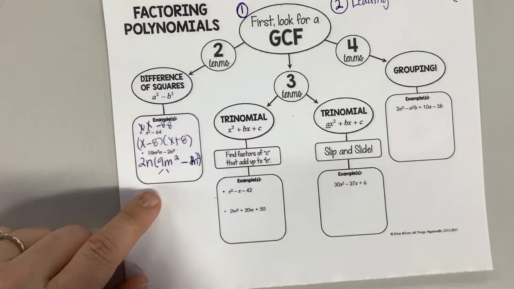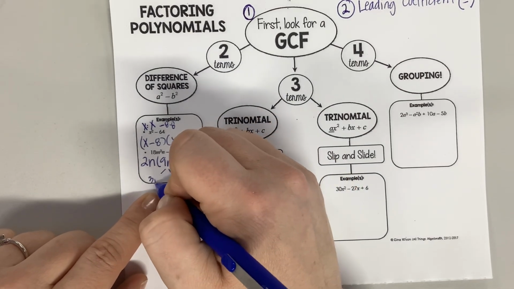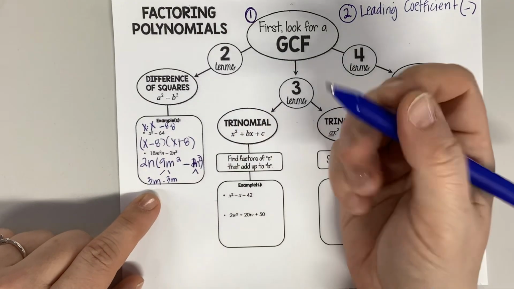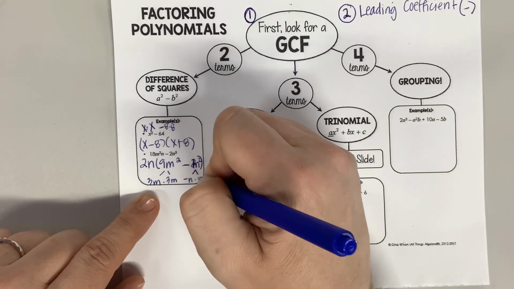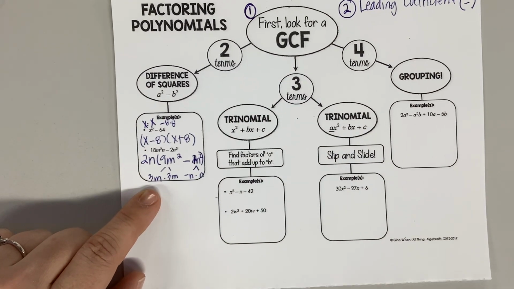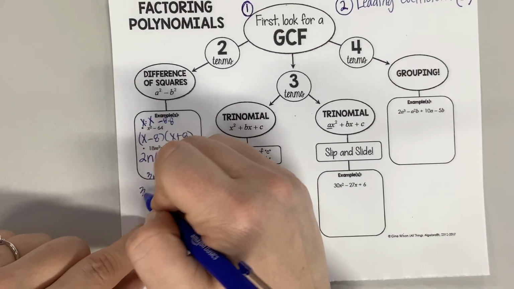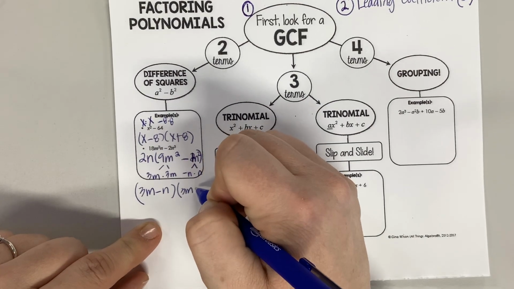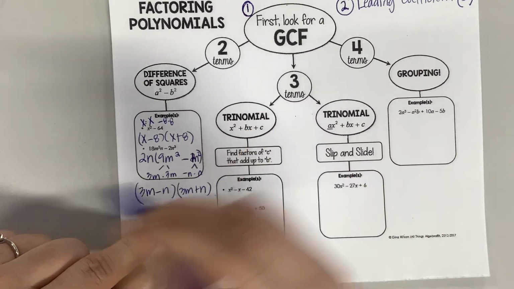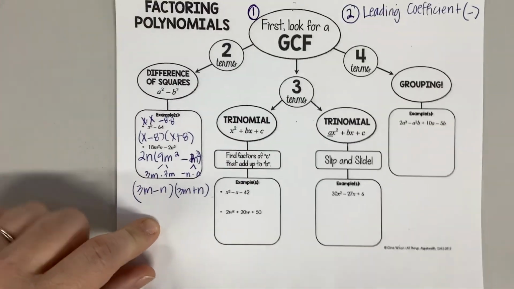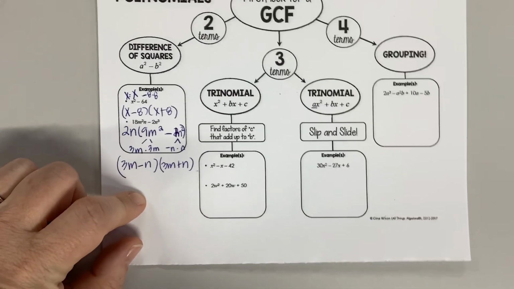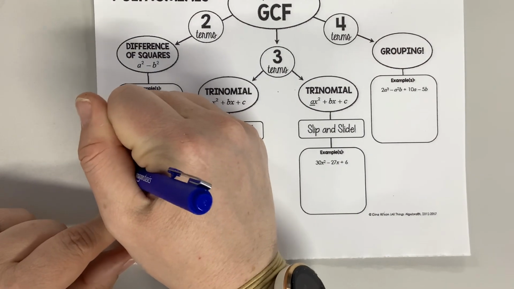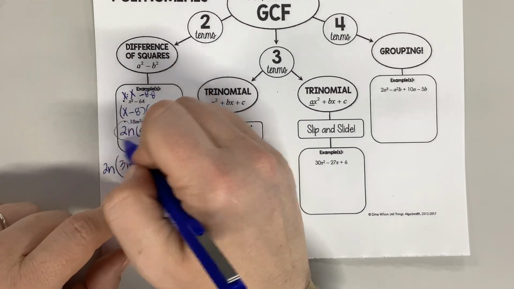Is this perfect? Yep. 3m times 3m, yes? Is this perfect? Yep. Negative n times positive n. 3m minus n, 3m plus n. I do not like m and n in the same problem. Yes, Calvin? Don't forget the 2n. Yeah, and the GCF. Thank you. Don't forget the GCF. Circle it. Draw an arrow.